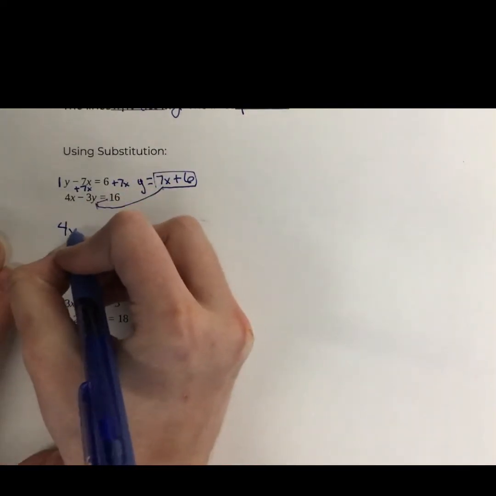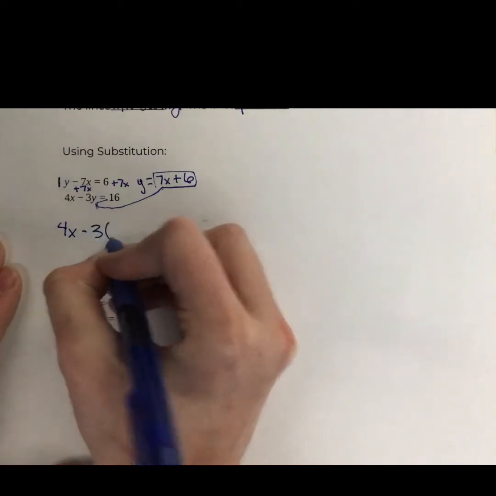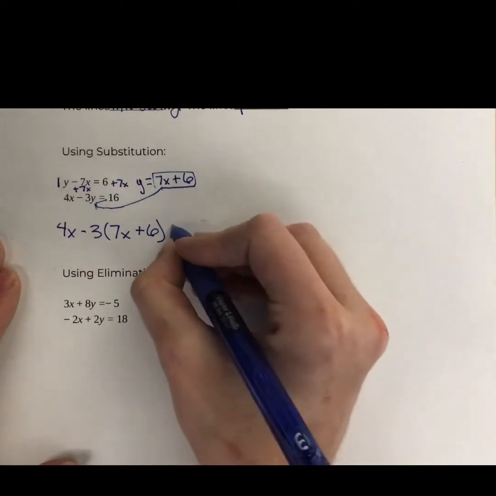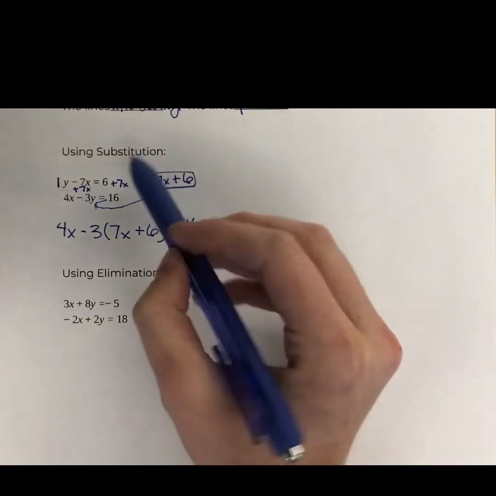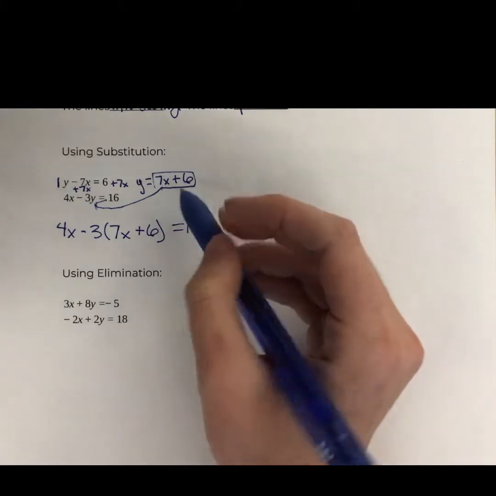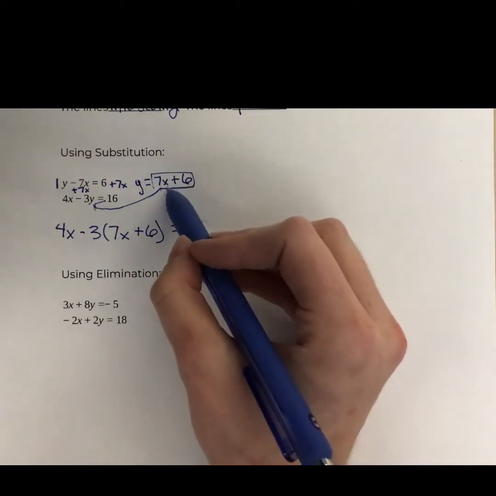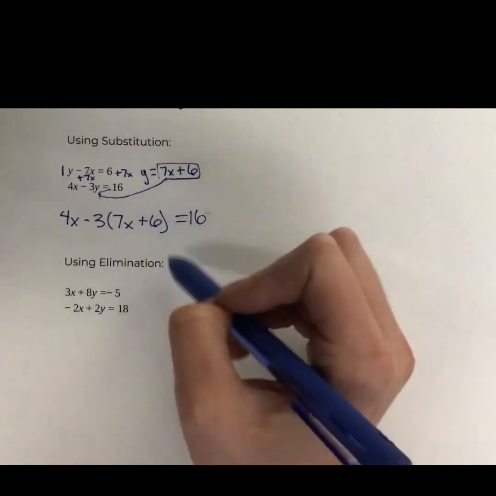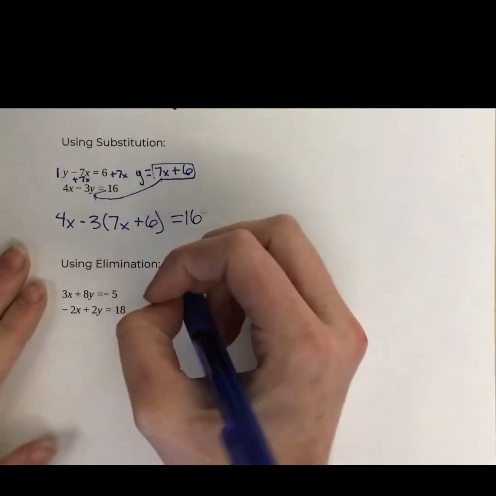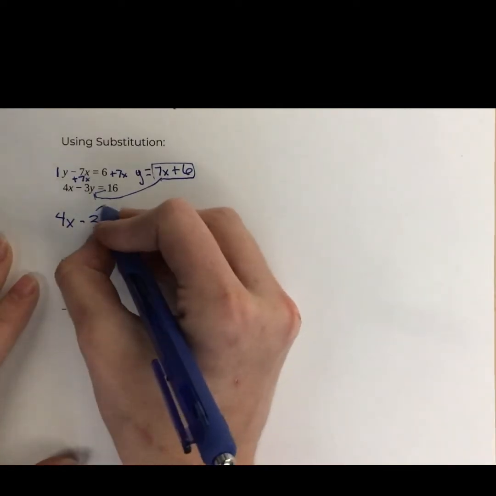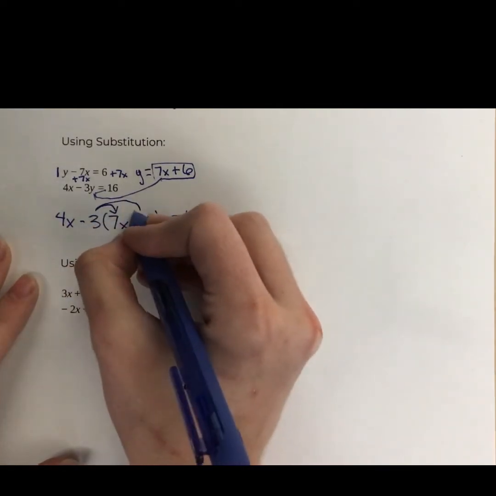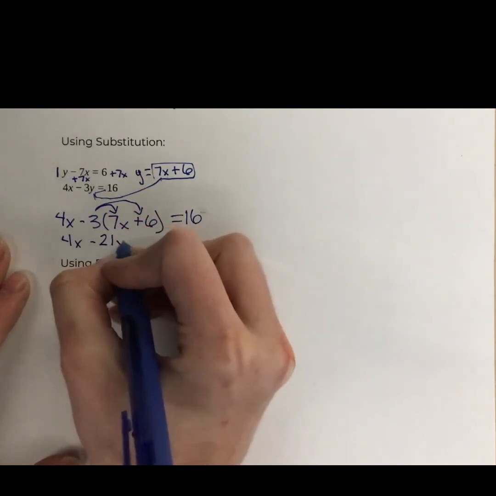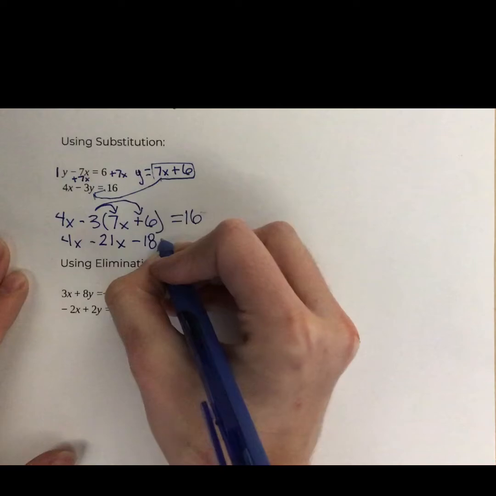So now I have 4x minus 3 times (7x plus 6) equals 16. Now, there is no more y in this equation, remember, because I've plugged in a new expression for what y was. So I don't write y in here anywhere. So now I want to multiply or distribute this negative 3 to both terms in the parenthesis set. So now I would have 4x minus 21x minus 18 equals 16.